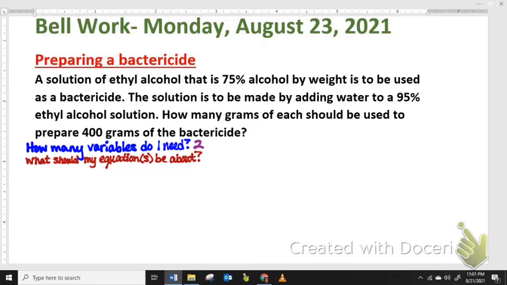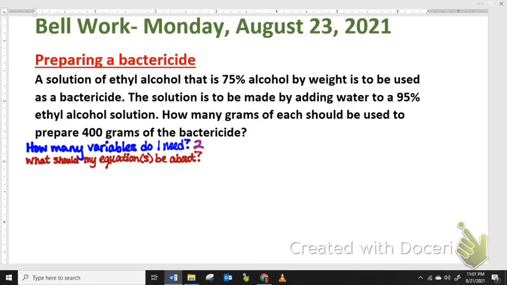What is it that I have to work with? When they say how many grams of each, I imagine 2 bottles in front of me that I'm going to be mixing, right? What are those 2 bottles? Yeah, I have water, and then I have this ethanol solution that is already a 95% ethanol solution. So most of what's in that bottle is ethyl alcohol. There's just a little bit of water added to this other bottle. And then I have a bottle of pure water, correct? Mm-hmm. Okay. So I'm going to call my 2 variables x and y.